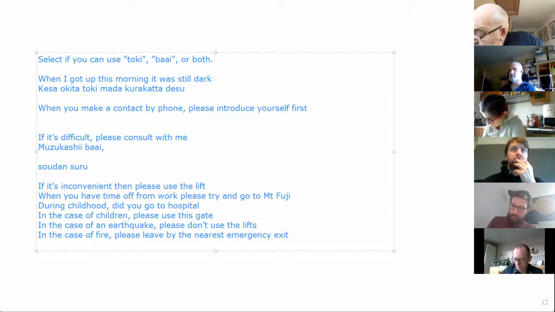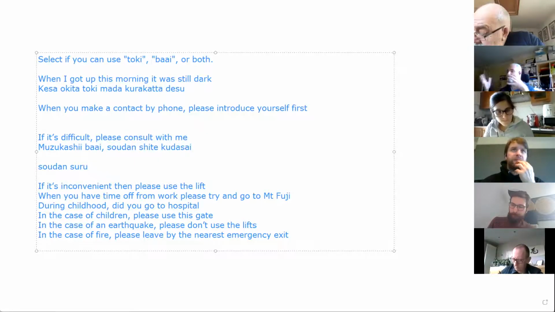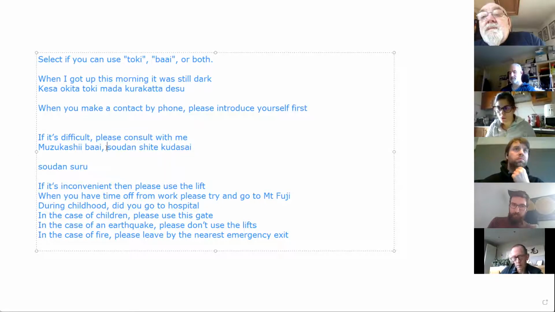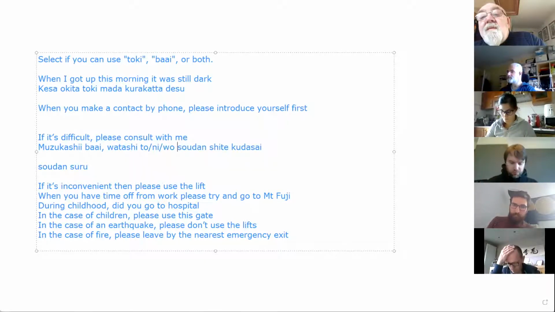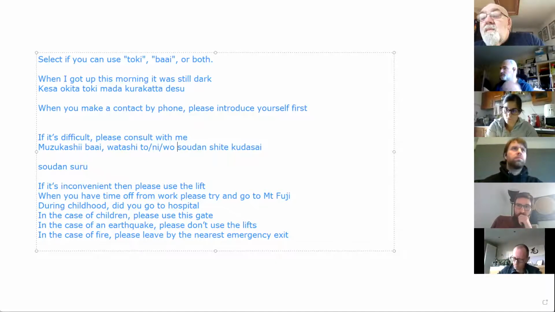So how would you say what's in the sentence? Sodan shite kudasai. Yep, exactly. Sodan shite kudasai. If you wanted to emphasize with me, how would you put that in? Watashi to. Good. Watashi to. Watashi ni. Watashi o. All of these are fine. So it's like saying consult with me, consult me, or consult to me. All of these are fine in Japanese in this particular case.